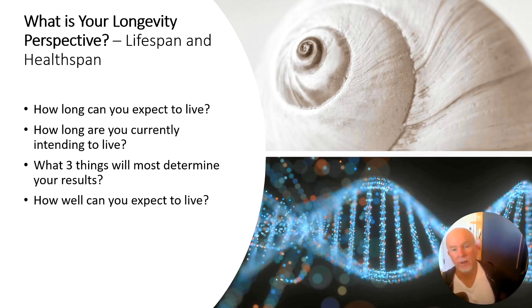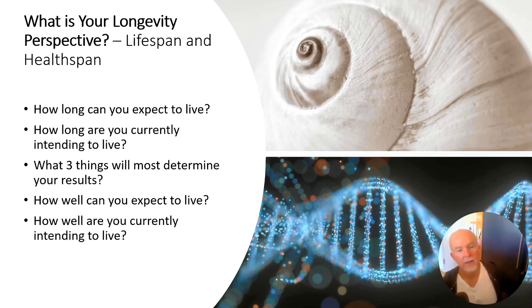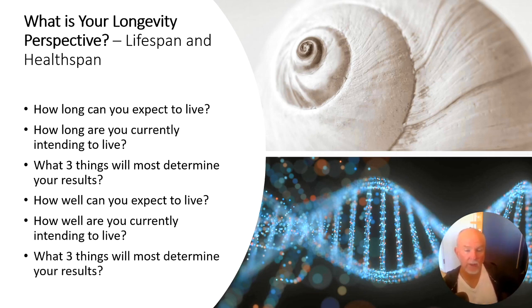Next is, how well do you expect to live? How long and how well? And same thing, how well are you currently intending to live? And what is it that you're doing that shows that intention, that allows an external witness to observe the actions that you're taking to live that long, live that well? And if you were to do three things, or if there were three things that would most influence how well you live, what would they be?